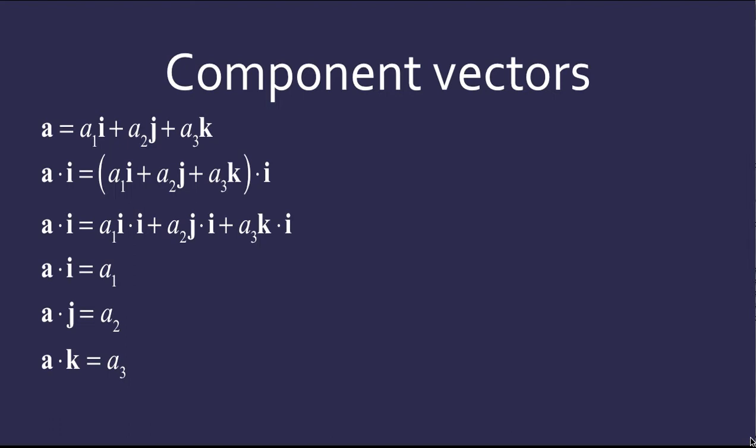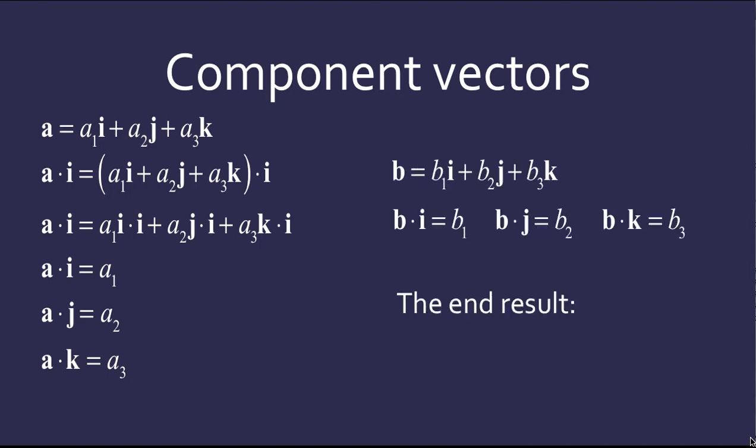Now we can take a second general vector, vector b. As with vector A, we find that b dot i is b1, b dot j is b2, and b dot k is b3. This now allows us to find the result of A dot b, which ends up being A1b1 plus A2b2 plus A3b3. Now that we can find the product of two vectors in Cartesian component form, we can put this information to some practical use.